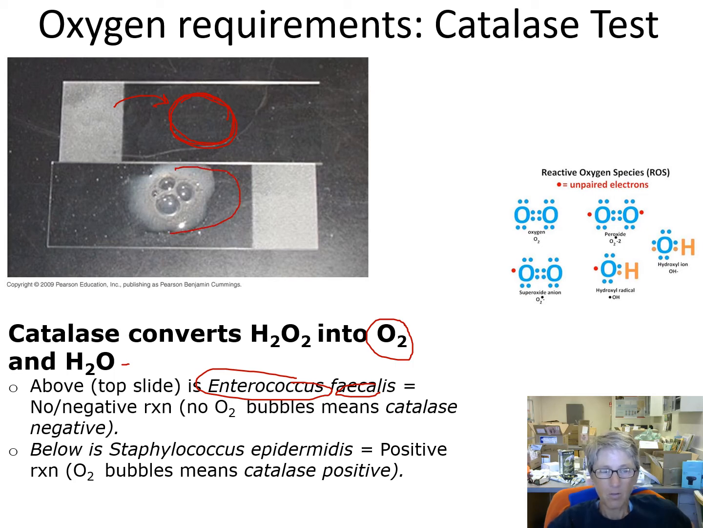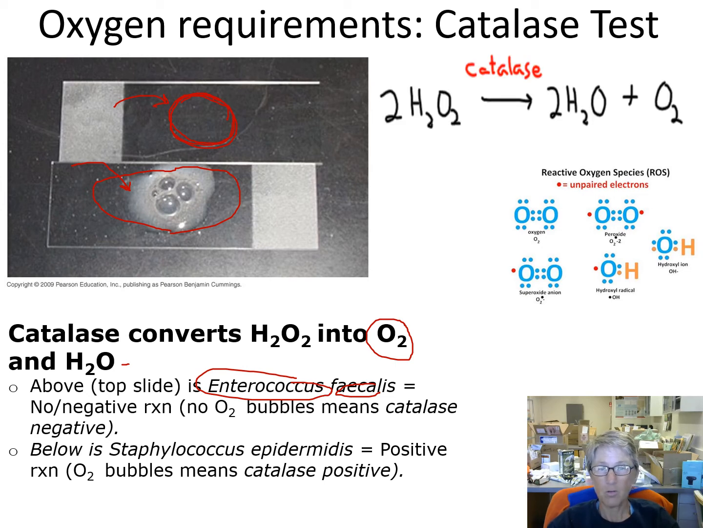Down here, however, this is Staphylococcus epidermidis. So you put Staph epidermidis here, you put hydrogen peroxide on it. Staphylococcus epidermidis has catalase, so it's catalase positive. That means it is going to change the hydrogen peroxide into water and oxygen. And here's the reaction. You pour hydrogen peroxide on it, and it turns hydrogen peroxide into 2 water molecules plus molecular oxygen, which you see as oxygen bubbles.